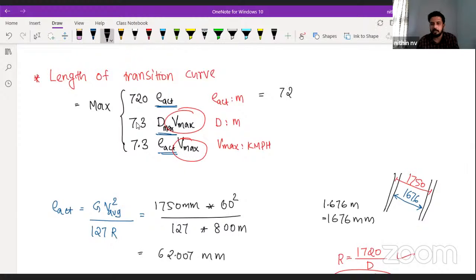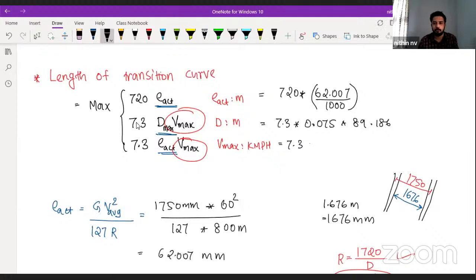So once I am putting 720, E actual should be in meter. We got 62.007, that is in mm. Convert that into meters. Now this one, 7.3. Everything should be in meter. So 0.075 meter it will be. Vmax is 89.186. 7.3. E actual we got 0.062, into 89.186. So you just calculate everything.